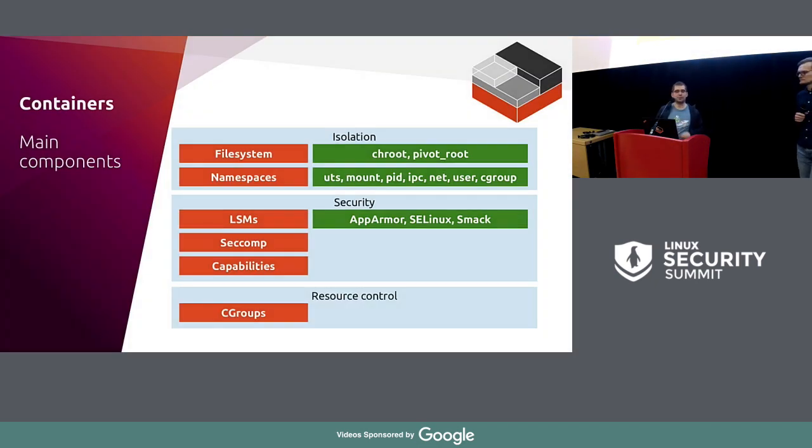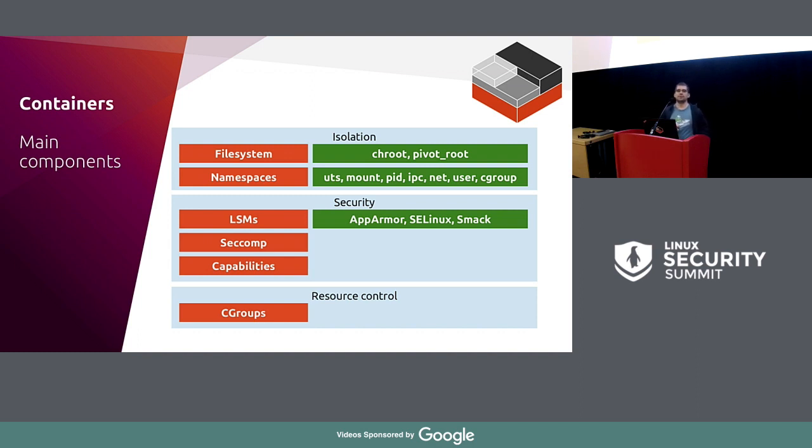Looking at some of the common components for containers, we've got them in three different chunks. The first thing is mostly for isolation. The most obvious thing is you want to have your own file system, be it another distro or some container image or something. You just do that with either chroot or pivot_root. We'll go into more details on all of those afterwards.